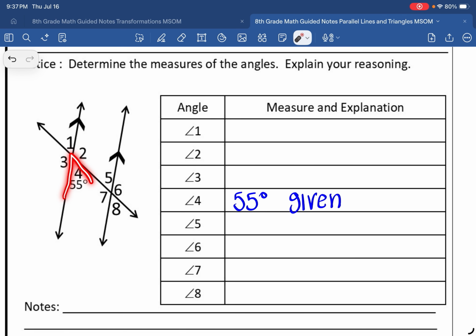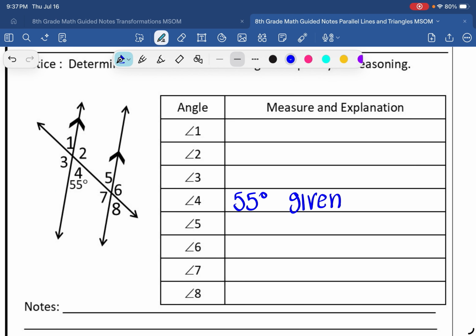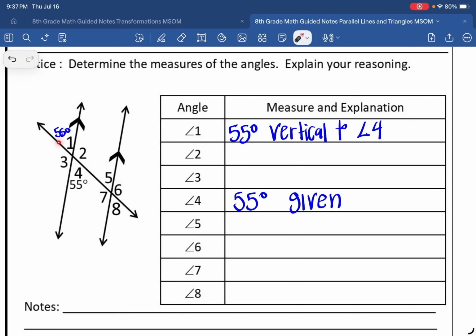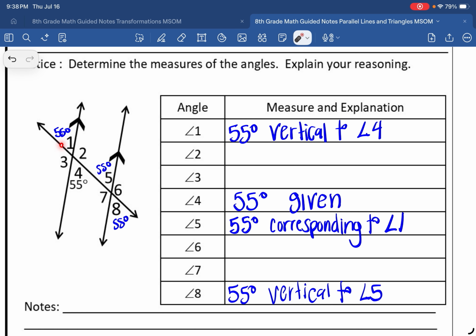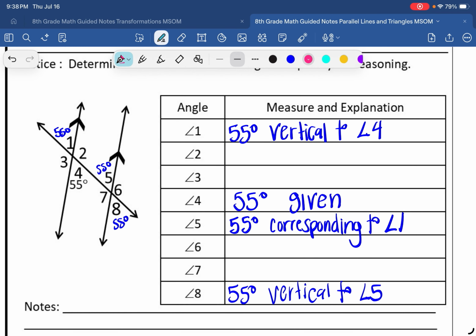Angle 4 is 55, angle 1 is opposite, so it has the same measure because they are vertical angles. If I know angle 1 is 55, the corresponding angle is angle 5, so that also has to be 55 degrees. And if angle 5 is 55, angle 8 also has to be 55 because it's vertical to angle 5. Let's figure out angle 2. Angle 1 and angle 2 are supplementary angles, meaning they have to equal 180 degrees. So 180 minus 55 is 125 degrees.